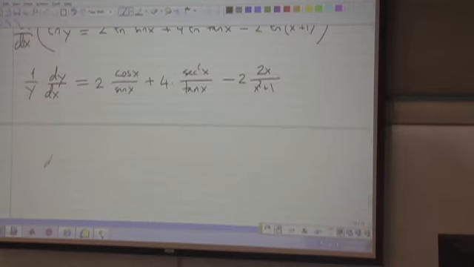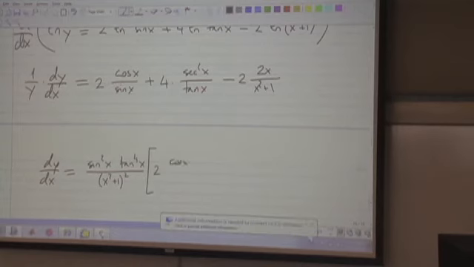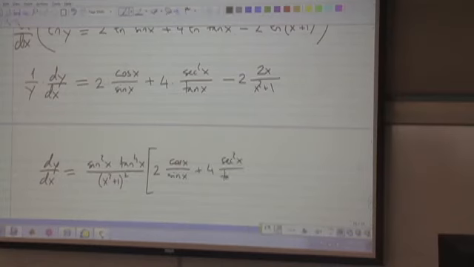Which means that dy over dx is equal to sine squared of x tangent to the fourth of x divided by x squared plus 1 squared, multiplied by 2 times cosine of x over sine of x plus 4 times secant squared of x over tangent of x minus 4x divided by x squared plus 1.